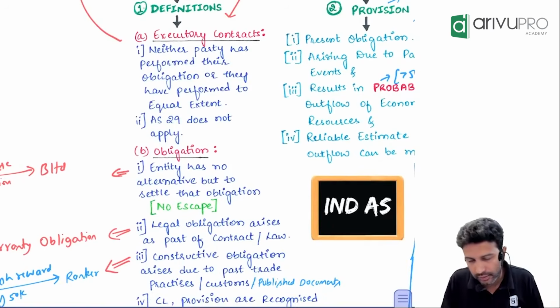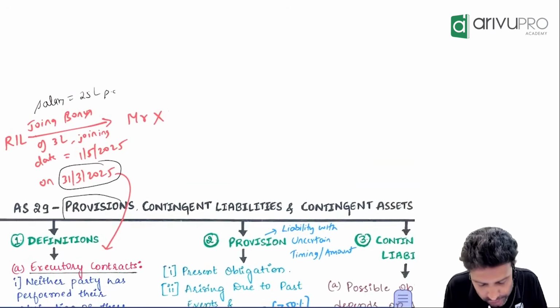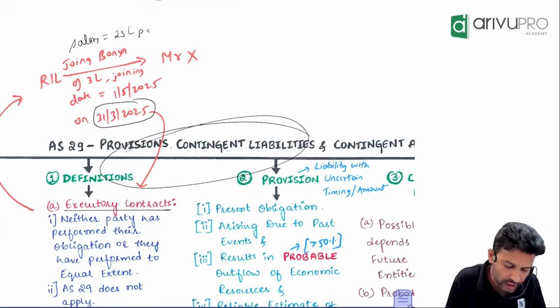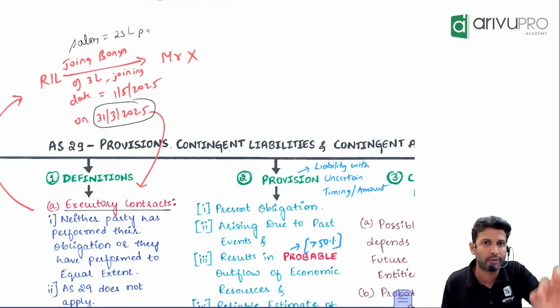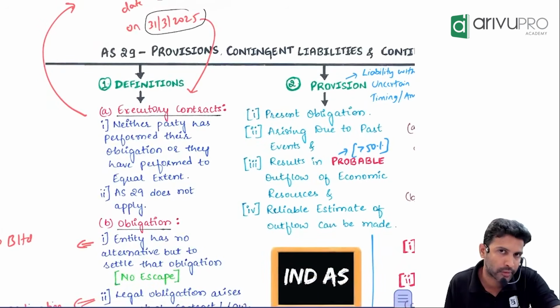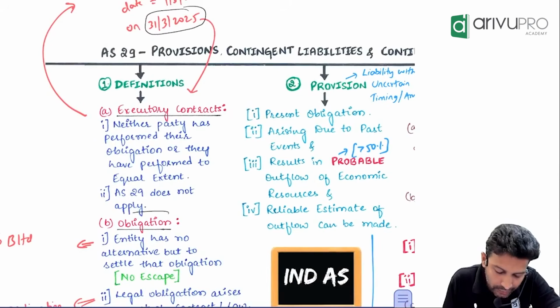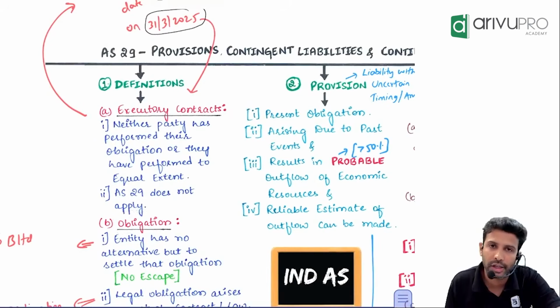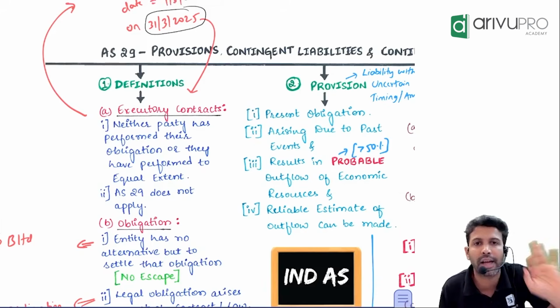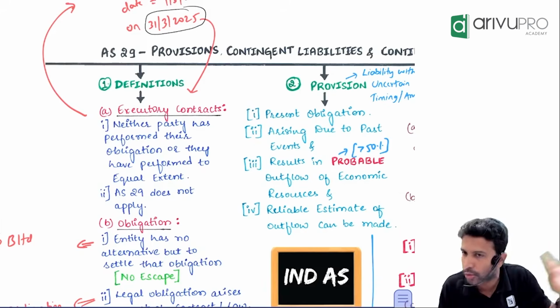Next, people, whether you recognize provision or disclose contingent liability, to do these two, we check for one key aspect called obligation. Whether you want to recognize provision or disclose contingent liability, we need an obligation. Only if there is an obligation will provision or contingent liability come. Otherwise, both will not come.